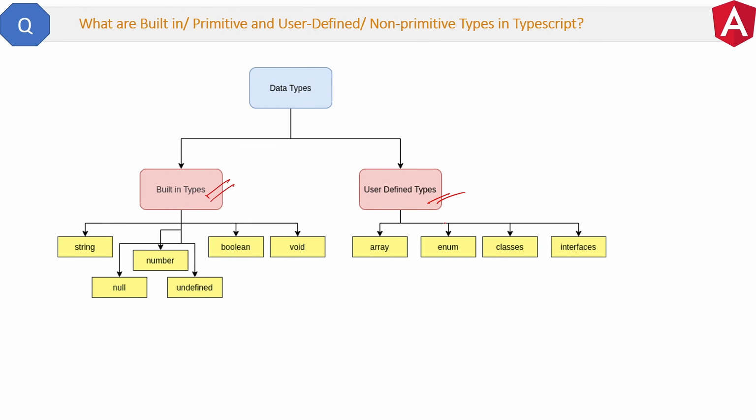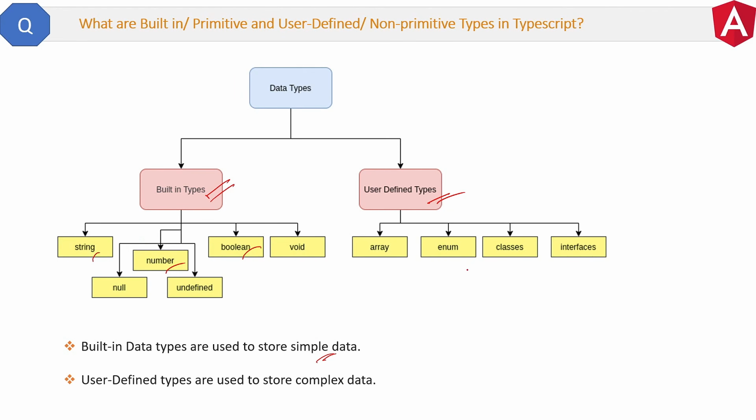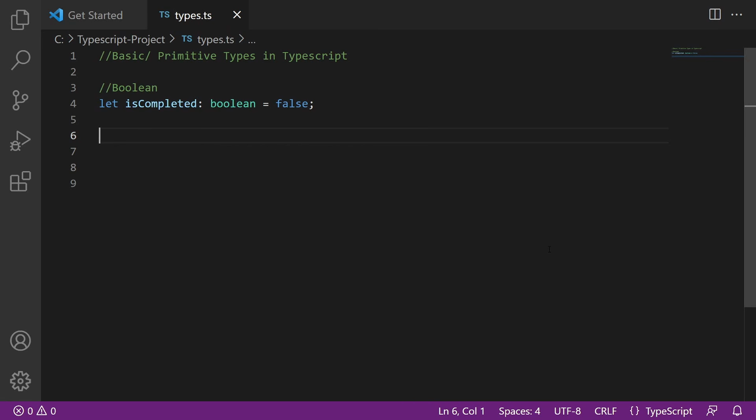As you can see, built-in types are used to store simple data such as string, number, boolean, etc. Whereas user-defined types are used to store complex data like array, enum, classes, etc. Now let's go to VS Code and see some types there. The first one is quite simple, boolean, and it will evaluate to true or false. Then the other is again simple, number.